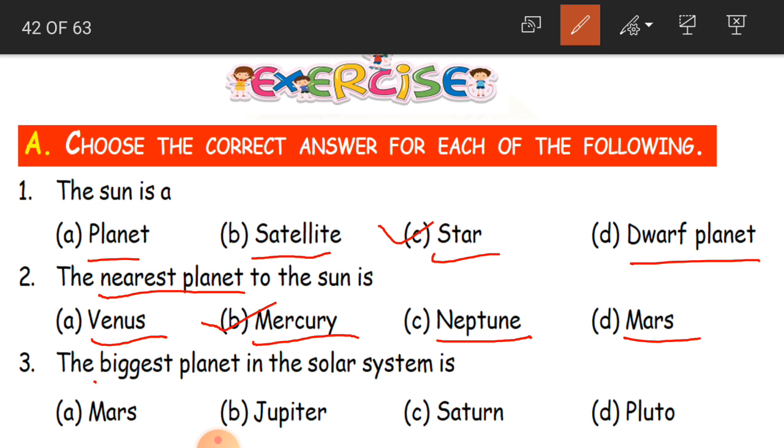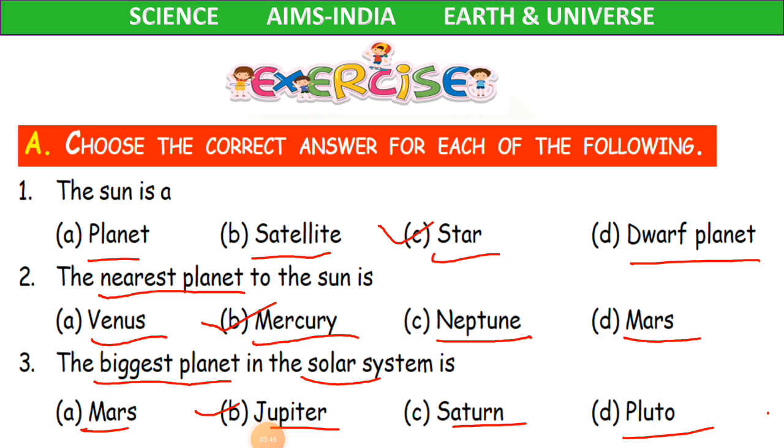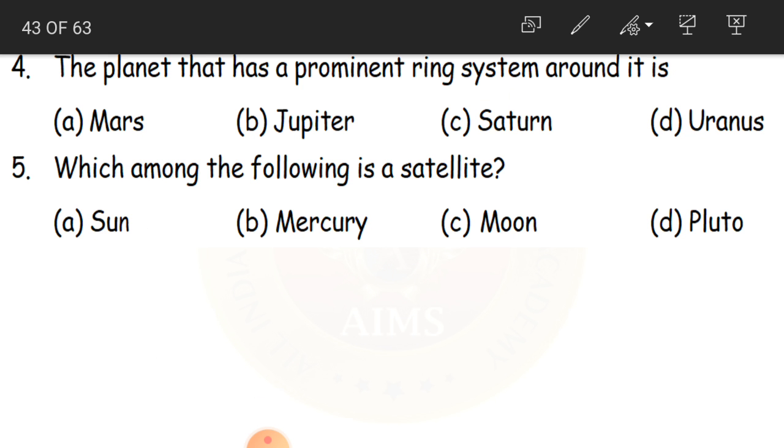And the third one is the biggest planet in the solar system is, the largest or the biggest. Is it Mars, Jupiter, Saturn or Pluto? And the answer is Jupiter, B. Okay children. Now the fourth one, the planet that has a prominent ring system around it is what? Either Mars, Jupiter, Saturn or Uranus. And the answer is C, Saturn.